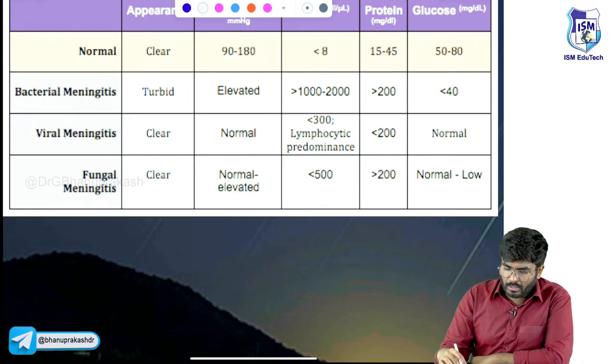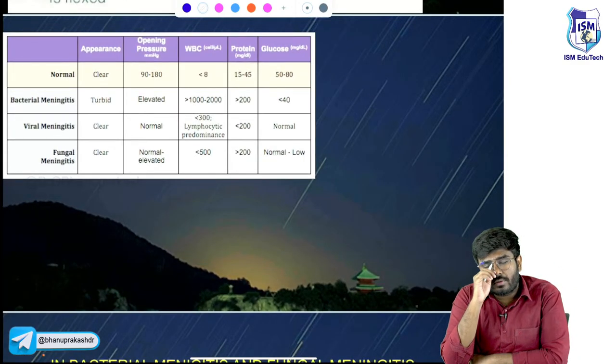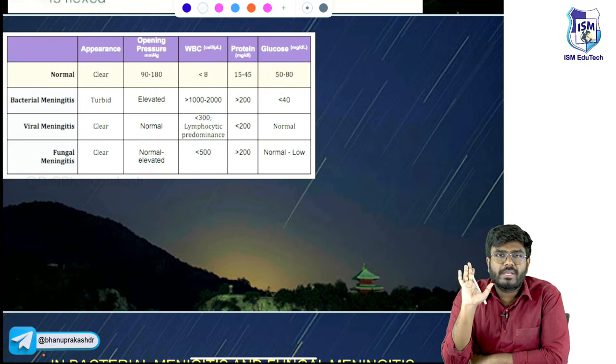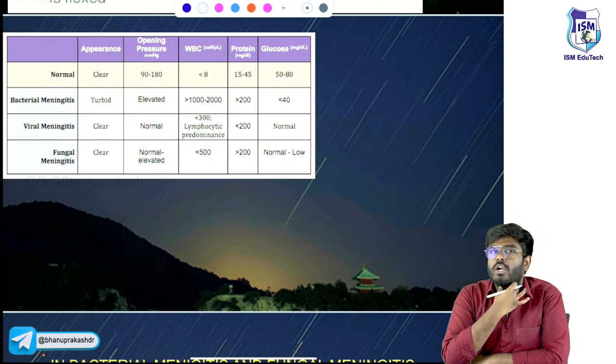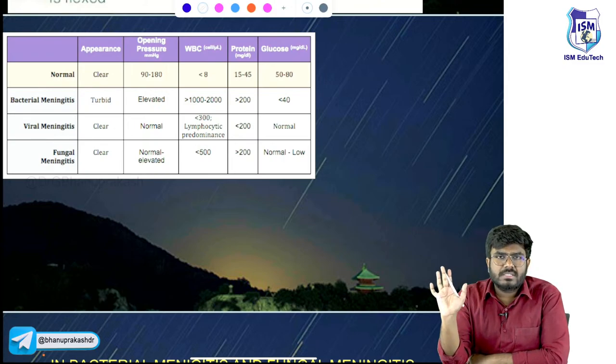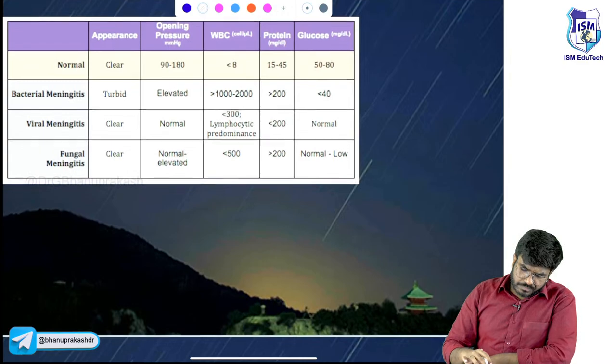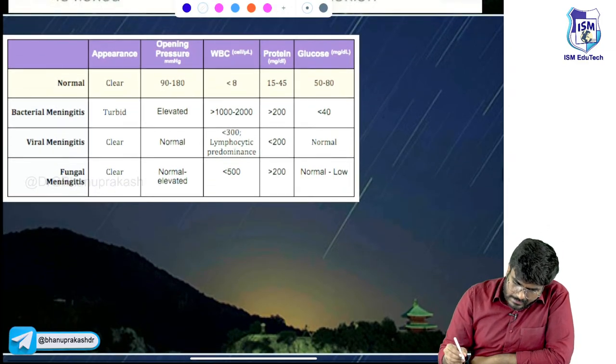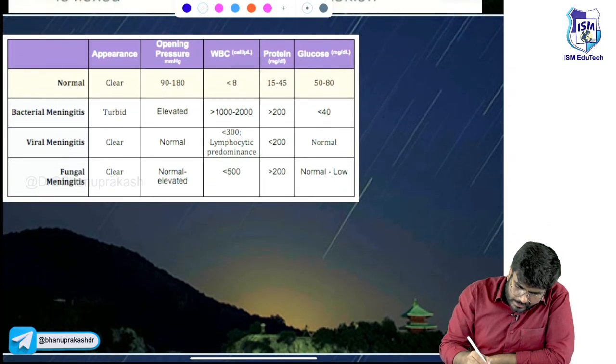So how to know? A patient came to my clinic, a small 10-year-old or 15-year-old boy. He has fever, headache, and he's saying, sir, I cannot move my neck. There is nuchal rigidity. So I suspected that this fellow is having meningitis. Meningitis can be because of bacteria, virus, or fungus. How to differentiate?